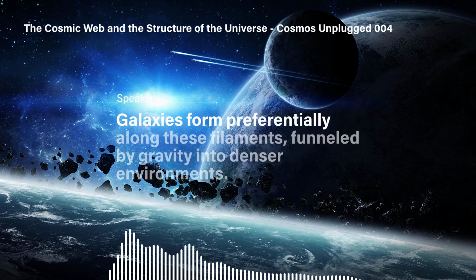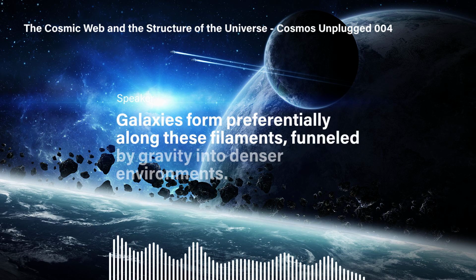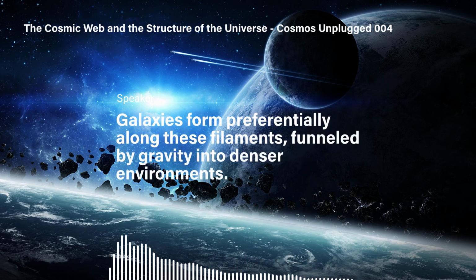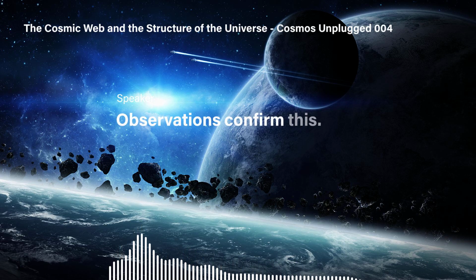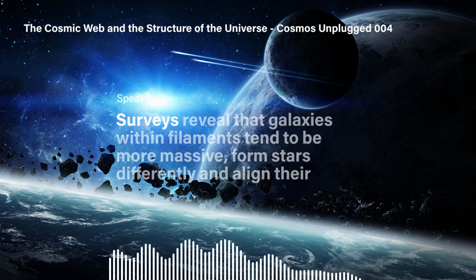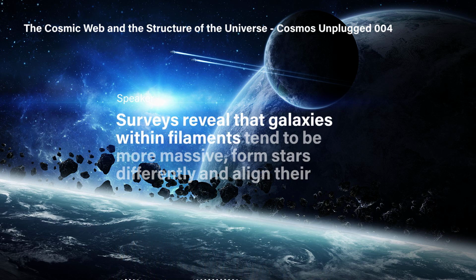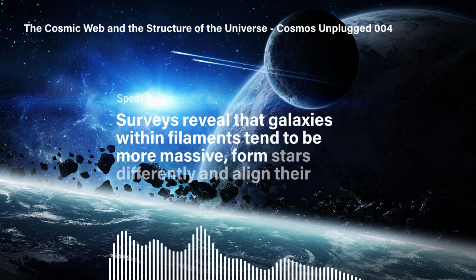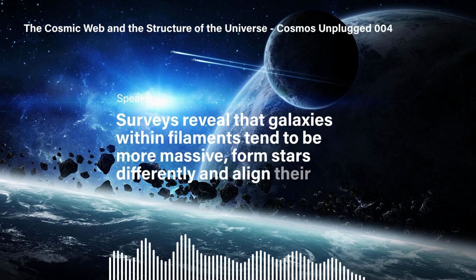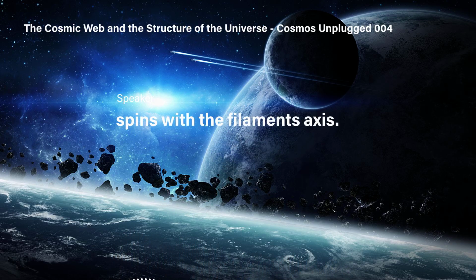Galaxies form preferentially along these filaments, funneled by gravity into denser environments. Observations confirm this. Surveys reveal that galaxies within filaments tend to be more massive, form stars differently, and align their spins with the filament's axis.